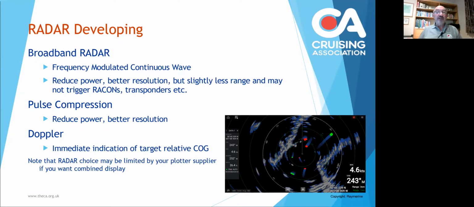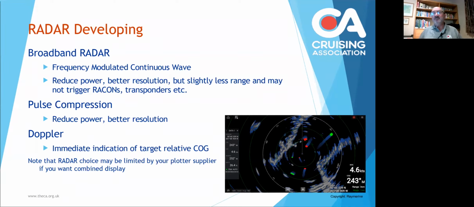There is broadband radar. We don't really need to know that it's frequency modulated continuous wave. But the effects of using broadband radar is that it reduces the power consumption. It gives you a better resolution, but slightly less range. But the 2 disadvantages are it may not trigger some transponders, the devices we were talking about on the previous slide, and it may not trigger racons.